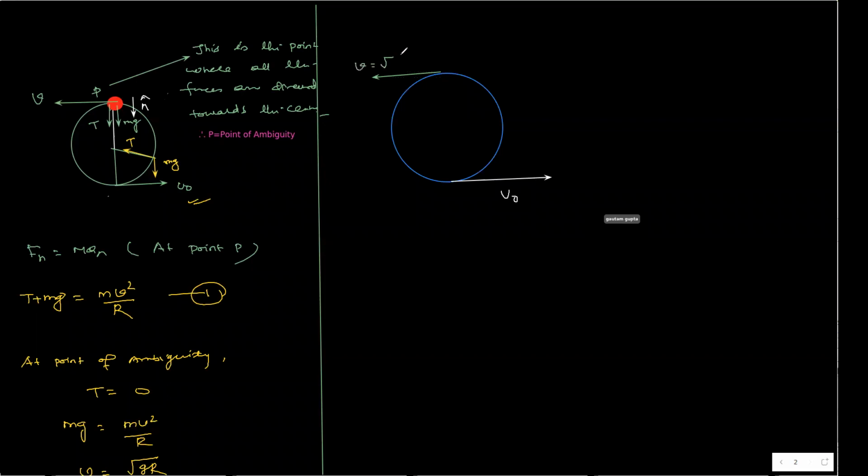Velocity is V, and this V you have already calculated by applying the condition that tension is just 0 at the point of ambiguity. And this is your R. So this is the radius. Now this is your initial condition. This is your initial configuration of the system, and this is the final configuration of the system.